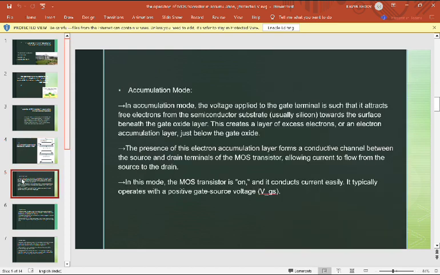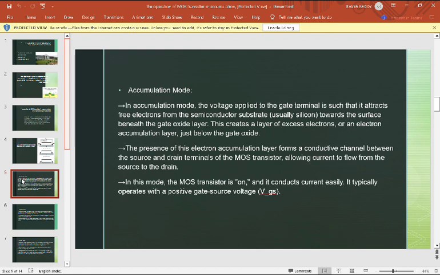Firstly, accumulation mode. In accumulation mode, the voltage applied to the gate terminal is such that it attracts free electrons from the semiconductor substrate, usually from the silicon, towards the surface beneath the gate oxide layer. These create a layer of excess electrons, or an electron accumulation layer, just below the gate oxide.